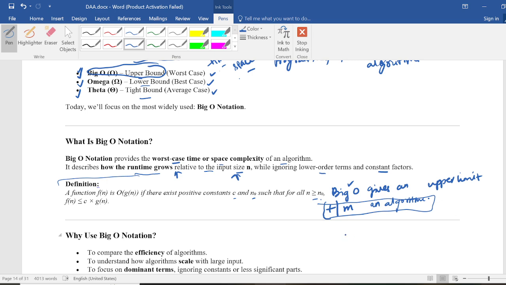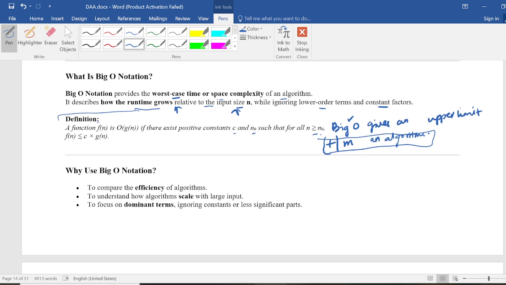So why use big O notation? To compare how efficient different algorithms are, to understand how they behave as input gets larger, to understand how algorithms scale up or down with larger or smaller inputs, and to focus on the most important part of the algorithm's growth, ignoring smaller terms and constants. To focus on dominant terms, we do not consider constants or less significant parts.